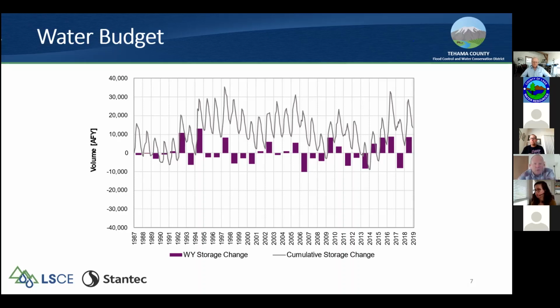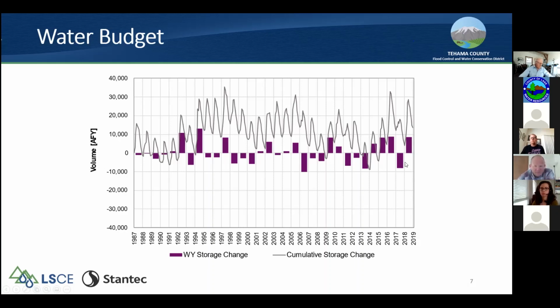So in DWR's eyes, what they want to see is that the cumulative storage never dips. It hovers around zero. That's what they want to see. So if this cumulative storage was to continually decline, or worse yet, was always down here below zero, that's a problem.